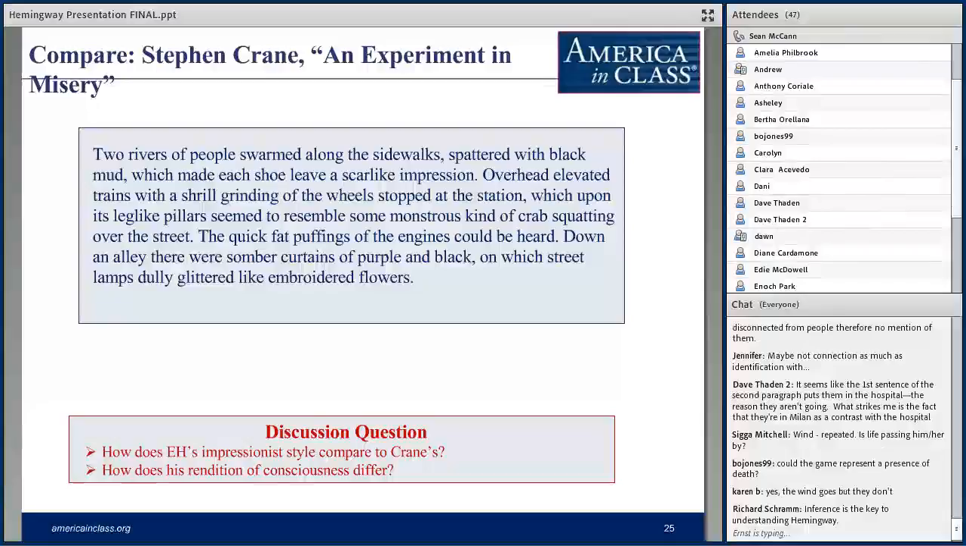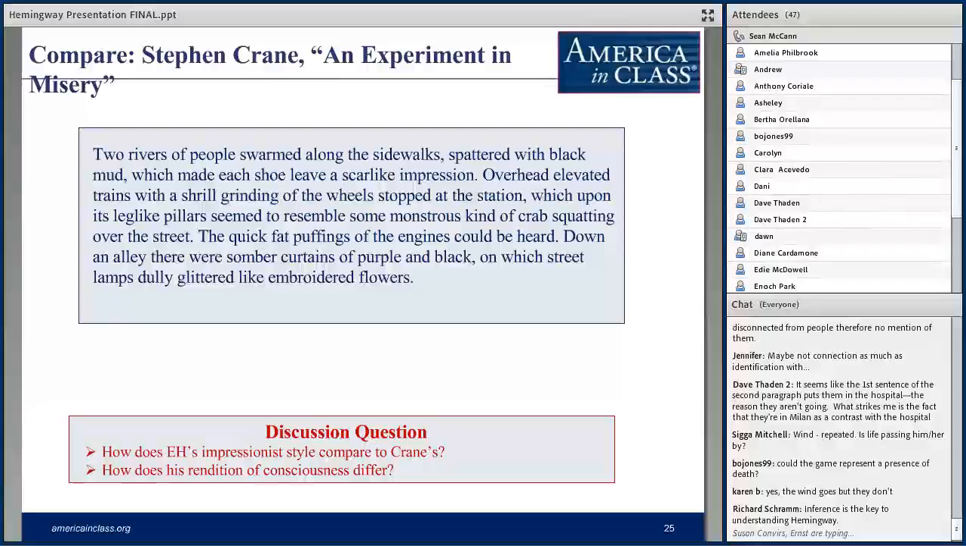Two rivers of people swarmed along the sidewalks, spattered with black mud, which made each shoe leave a scar-like impression. Overhead, elevated trains with a shrill grinding of the wheels stopped at the station, which upon its leg-like pillars seemed to resemble some monstrous kind of crab squatting over the street. The quick, fat puffings of the engine could be heard. Down an alley, there were somber curtains of purple and black on which street lamps dully glittered like embroidered flowers.